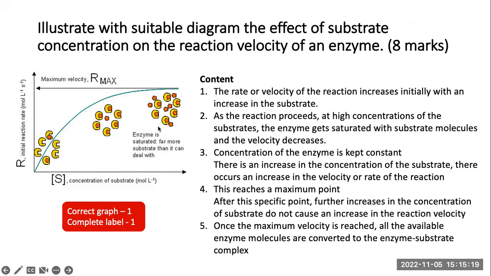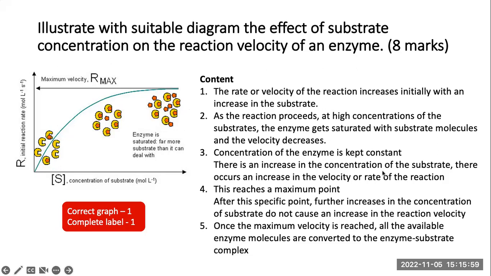Then what happens? As the reaction proceeds, at a high concentration of substrate, the enzyme gets saturated and you can see the velocity starts to level off. It's not as sharp an increase as before. Now the reaction is starting to become slower, and the concentration of enzyme is kept constant. So we are not increasing the concentration of enzyme now. In this diagram, enzyme is illustrated as the yellow colored ones. This is 1 through 3, so this 6, and over here also 6. So we are not increasing the enzyme concentration.